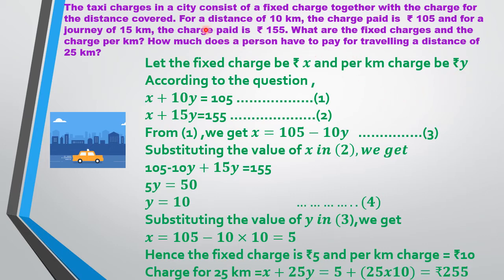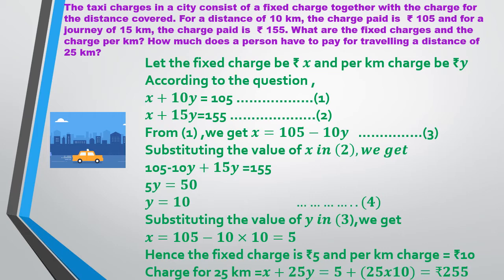The first condition is for the distance of 10 kilometers, the charge paid is rupees 105. Now let us form an equation using this condition. As you can see over here, this cab is moving 10 kilometers. But the cab driver will definitely charge you rupees x as fixed charge, and then he will charge rupees y per kilometer. Then for 10 kilometers, 10y.